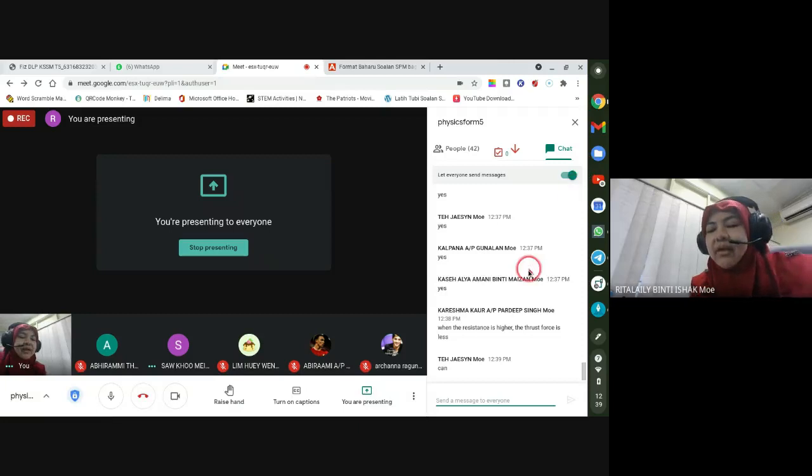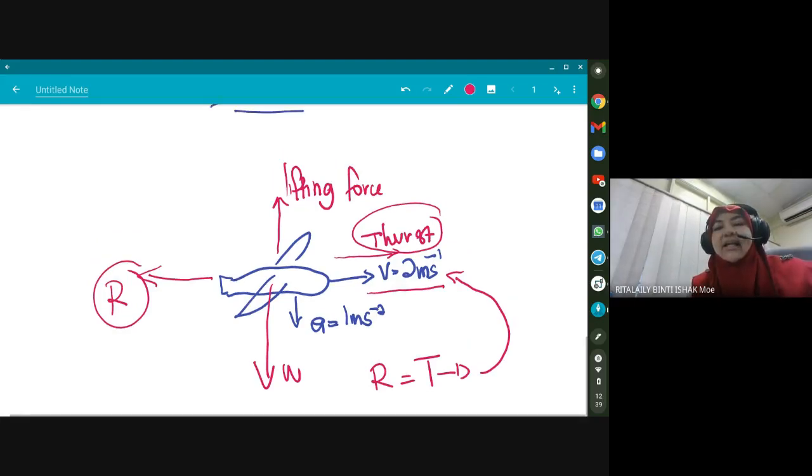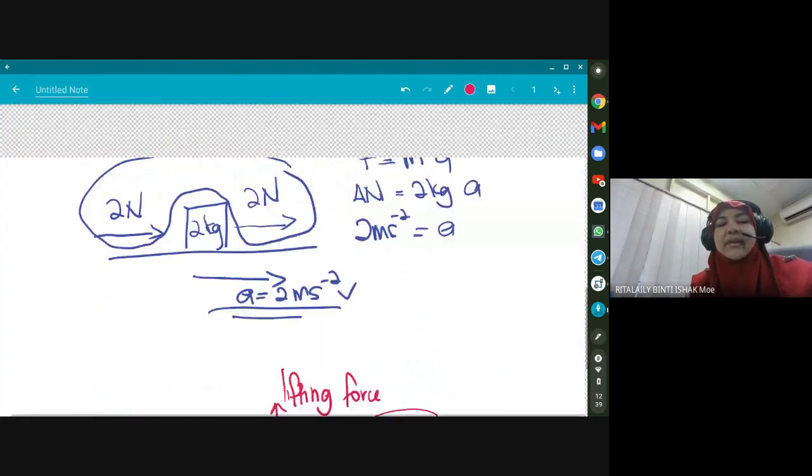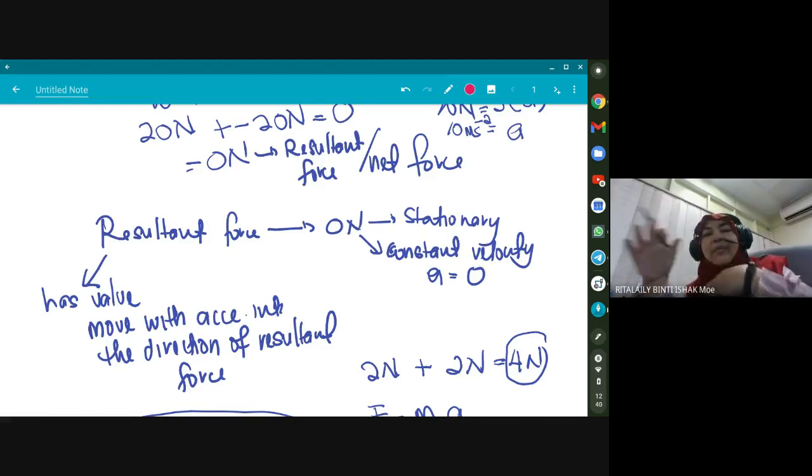Okay. When the resistance is higher, thrust force is less. Yes, but in this condition, the thrust is equal to resistance. How do we know that it is equal? Because it is moving with constant velocity. Okay, kalau awak ingat tadi, kita cakap where resultant force is zero, it can be either stationary or constant velocity. How to get zero resultant force? Two forces in opposite directions that are equal.